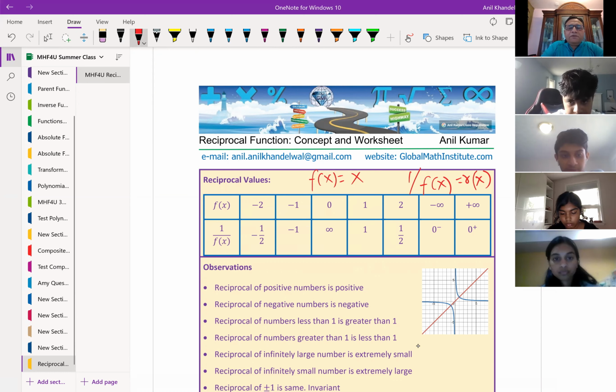So as I was saying, if my value of f of x is minus 2, then 1 over f of x will be minus half, correct? So f of x values are minus 2, minus 1, 0, 1, 2, minus infinity, plus infinity. I have written the reciprocal values of the function. Do you see, compare these two? Does it make sense to all of you? So what do you notice? Negative, negative, negative, negative. Do you see that? Positive, positive, positive, positive. Perfect. Then you also notice that these two are the same.